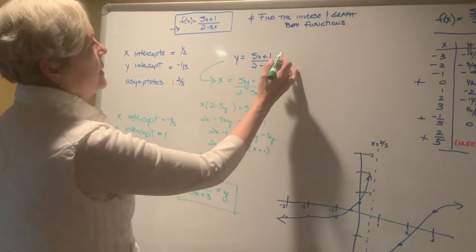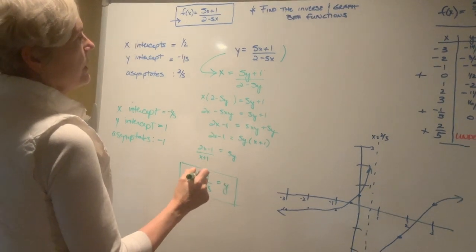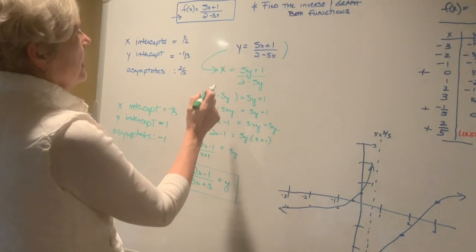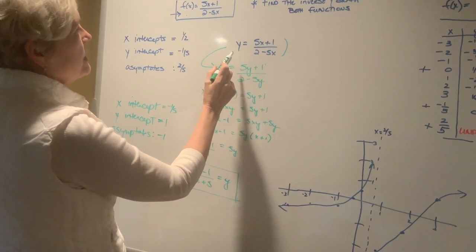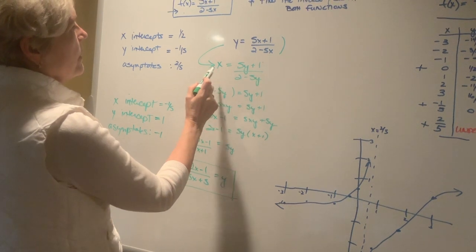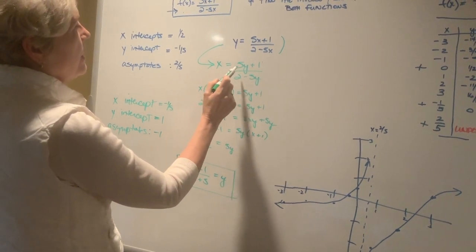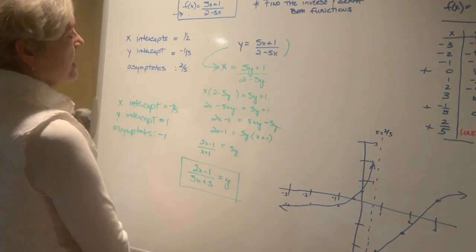So now we're going to find the inverse of this function. And in order to save time, I've worked through it, and I'll go through it step by step with you. In finding the inverse function, what we basically do is swap out the x's and the y's one for the other. So our equation now becomes x equals (5y plus 1) divided by (2 minus 5y).